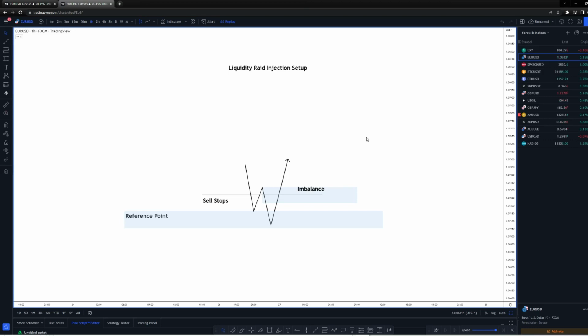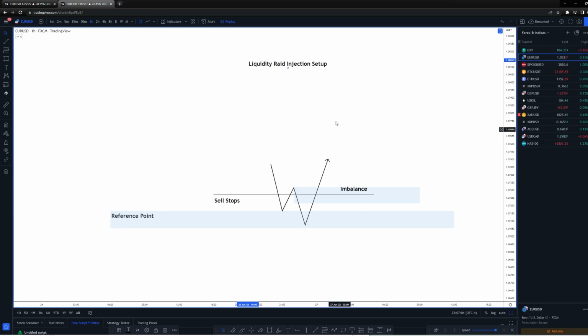Okay guys, I'm going to go over the liquidity rate injection setup. This is something that I trade pretty consistently, especially on an intraday basis, because you typically see this throughout the week on, let's say, the M15, M5 specifically during the London or the New York kill zone. So it's a very easy setup.